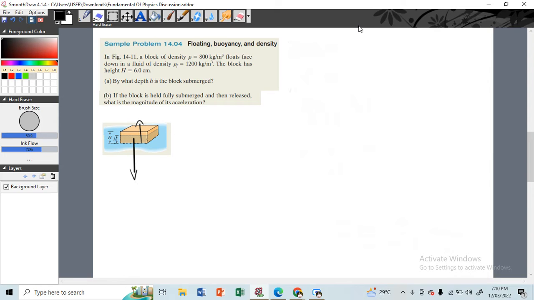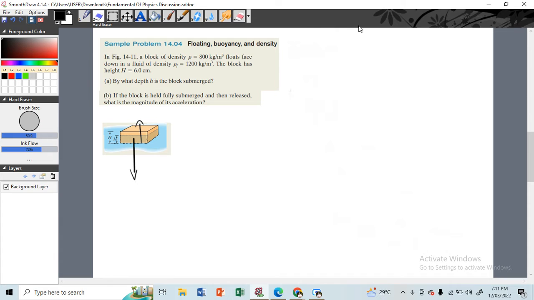Okay, in this video, we will discuss another sample problem from the Fundamentals of Physics. It's about floating, buoyancy and density. Let's jump to the question quickly. In this figure 14.11, this is the figure I have screenshotted.